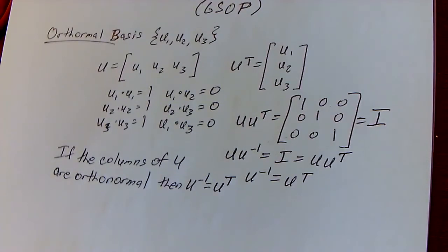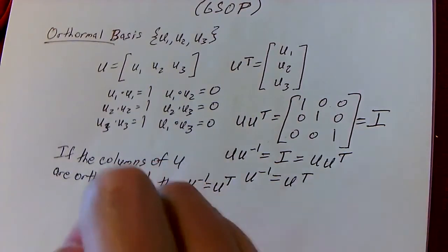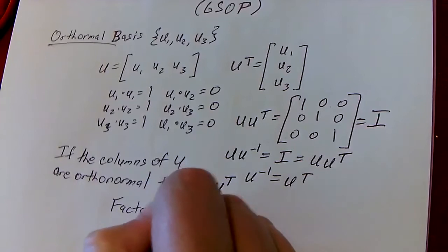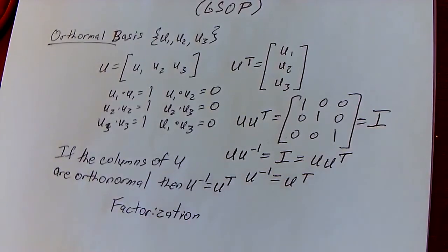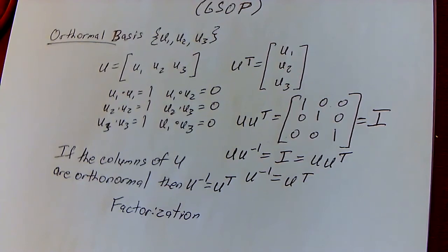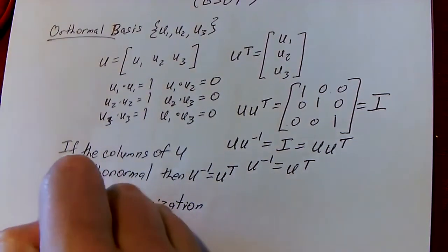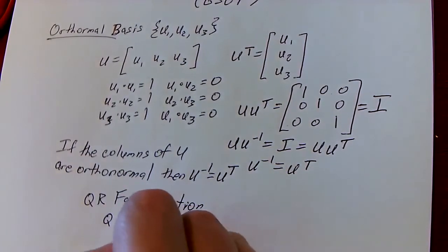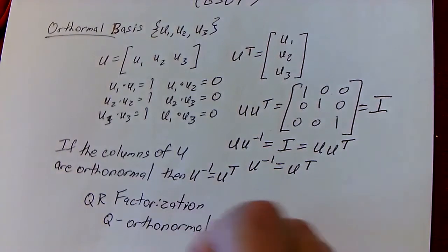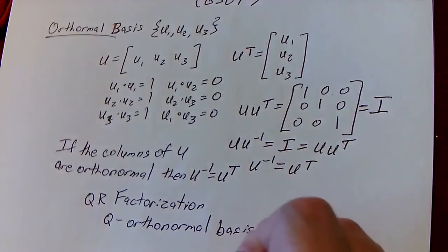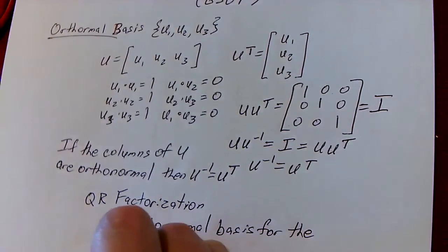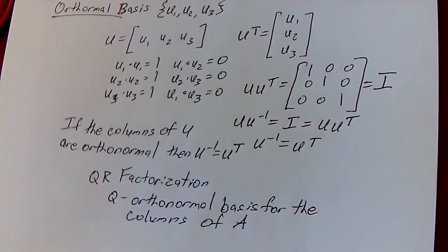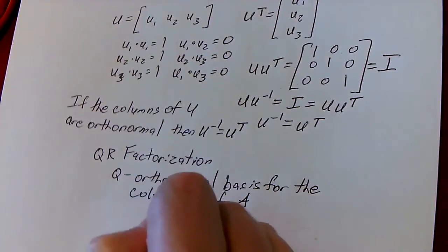So that's an important property for us because what we're going to use is we're going to create a matrix factorization. So remember factorization. Okay, we did an LU factorization back in chapter 2. Okay, so we factored into a lower triangular and an upper triangular. Well, our new factorization is going to be a QR factorization. Q then is specifically the orthonormal basis for the columns of A. Okay? So I'm going to take A and I'm going to turn it into QR.